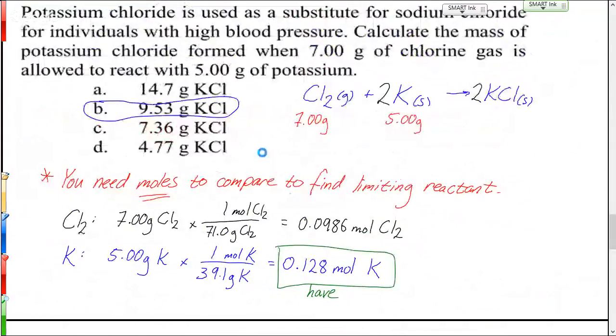So ultimately, the calculation is the same as what we just did, but we have to find which one to start with by figuring out which reactant is limiting. And the only way we can figure that out is by looking at moles. You cannot figure out limiting reactants just by looking at the masses. You need the moles first.